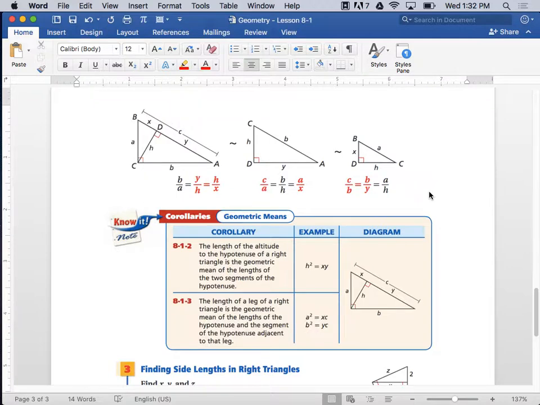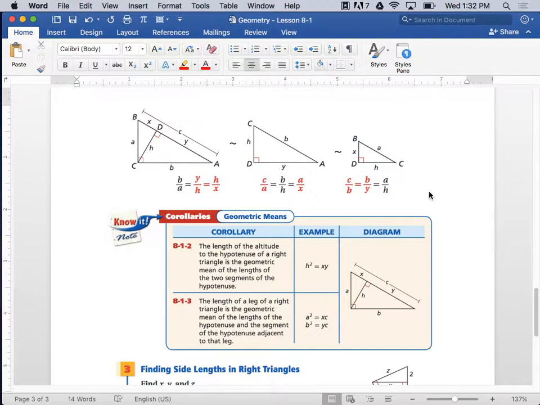These ratios, you guys following this? Yes. The ratio of this side to that side is the same for all triangles. That's what this one says. And what this one says here is C over B. So this side over this side is equal to B over Y, which is equal to A over H. You see? Because they're all similar.